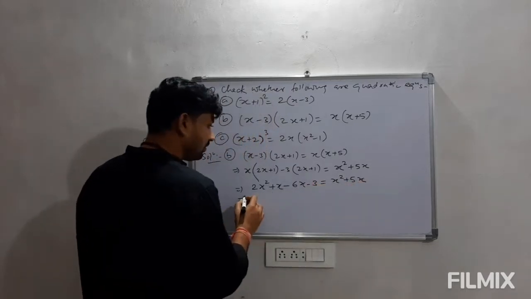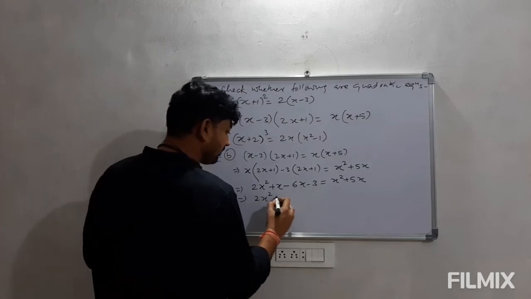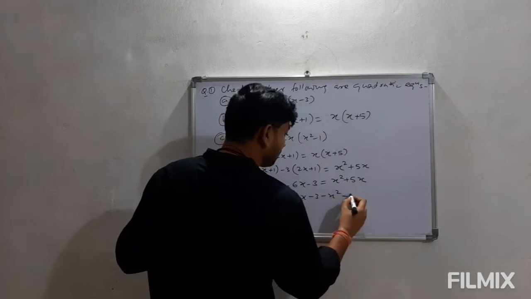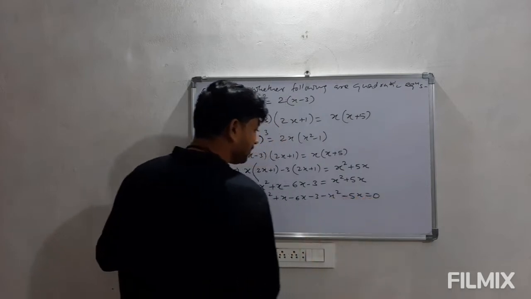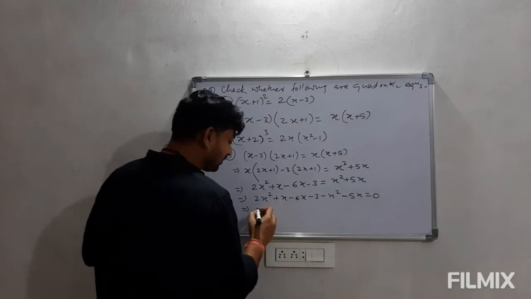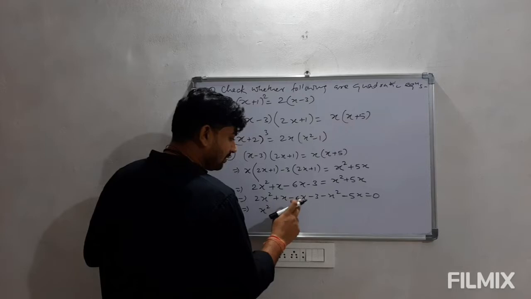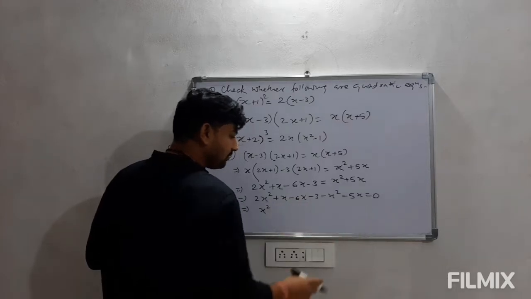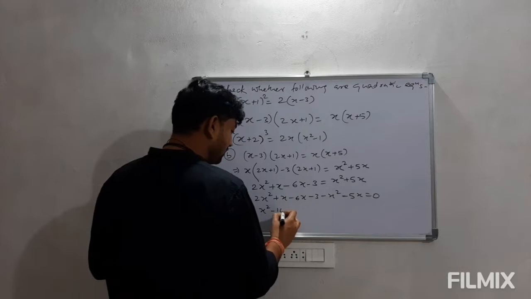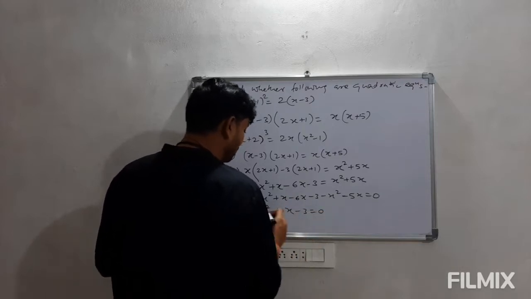Now we have to bring them all here. So this is 2x square plus x minus 6x minus 3 minus x square minus 5x is equal to 0. सबको LHS में शिफ्ट कर दिया. 2x square minus x square, that is x square, then x minus 6x and minus 5x, this is minus 5x, then minus, it is total minus 10x, then we have minus 3 is equal to 0.